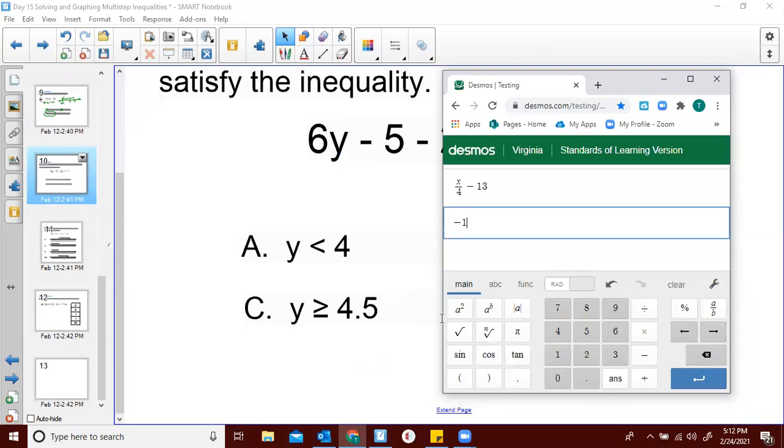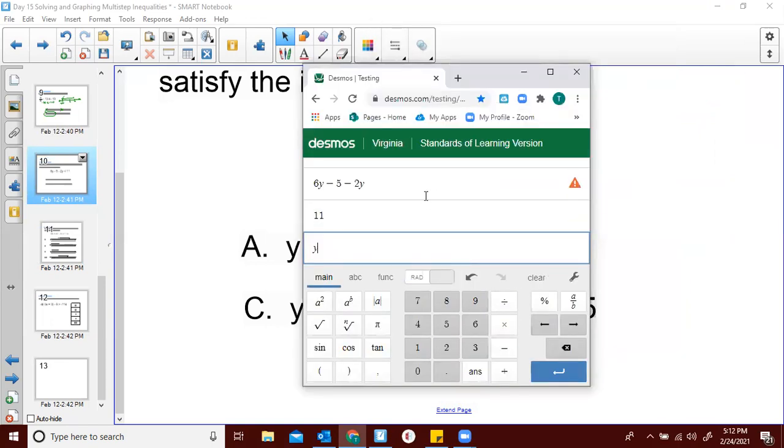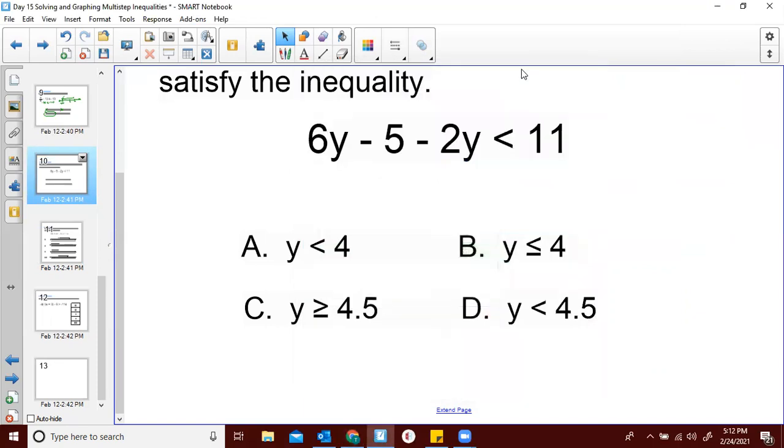So again, I'm going to go ahead and put in my left and right side. So I have 6y minus 5 minus 2y. And then I think just 11. Is that what it was? Just 11, exactly. And I'm testing 4 and 4.5. So y equals 4. All right, 4. I get 11 and 11, which is good. Let's just try 4.5 to check. I get 13 and 11. So we know that we're looking at answers A and B. Something's going on at this 4, but we don't know what yet.